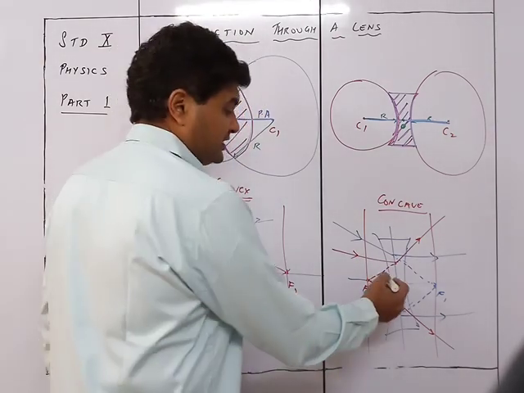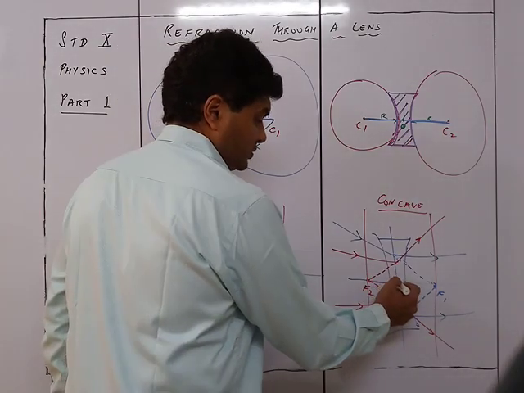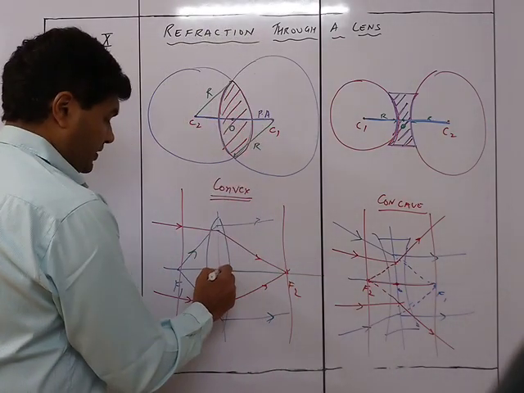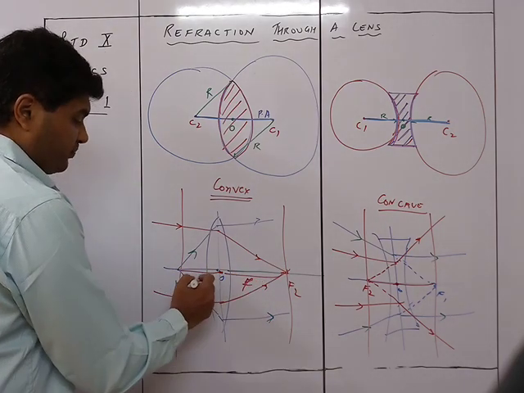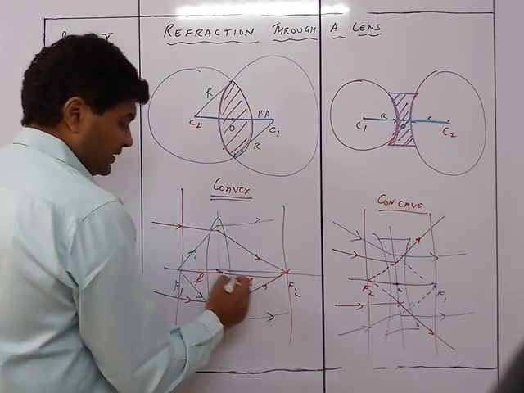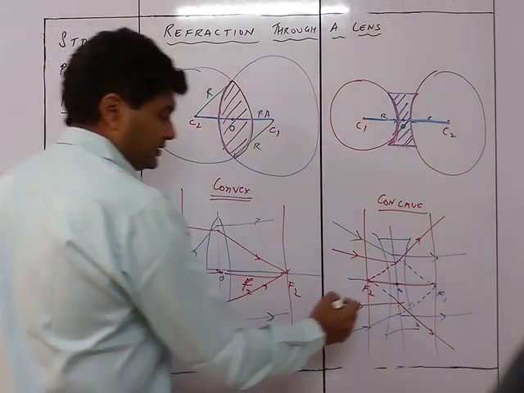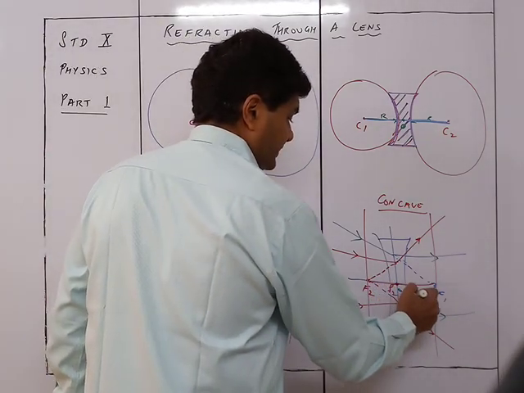The focal length will be the distance from O to this point. So from here to here, and from here to here. This is the focal length F. This is the second focal length, F2. This is the first focal length, F1.